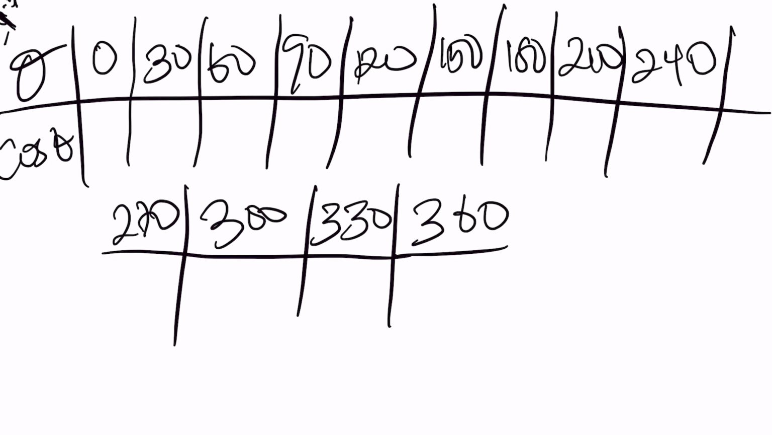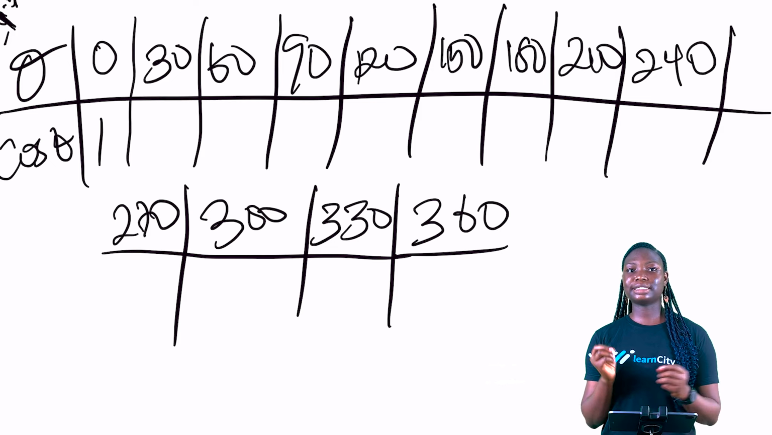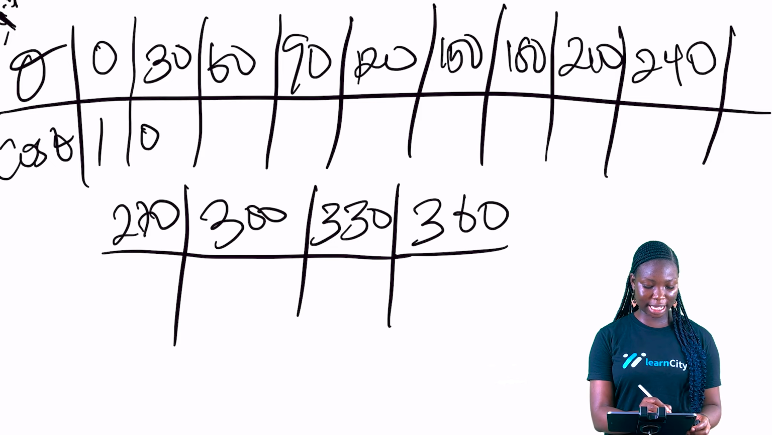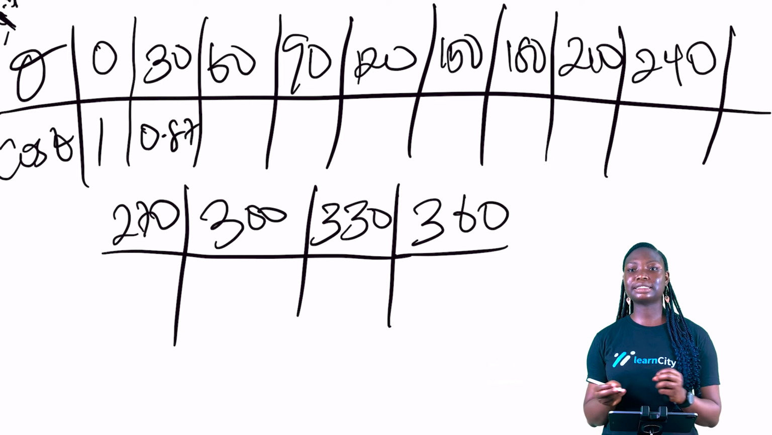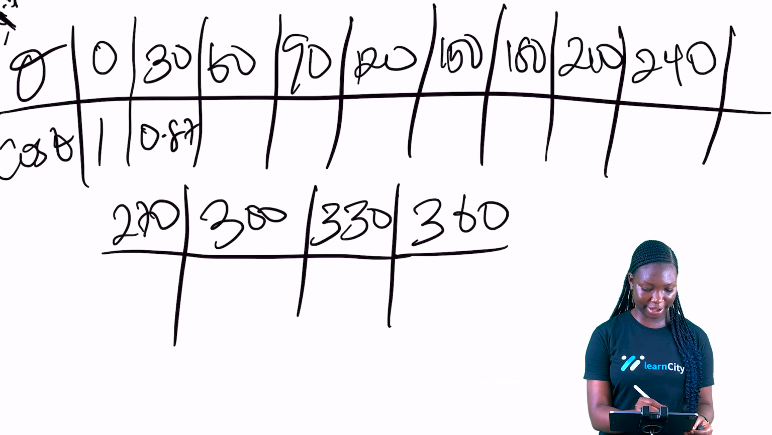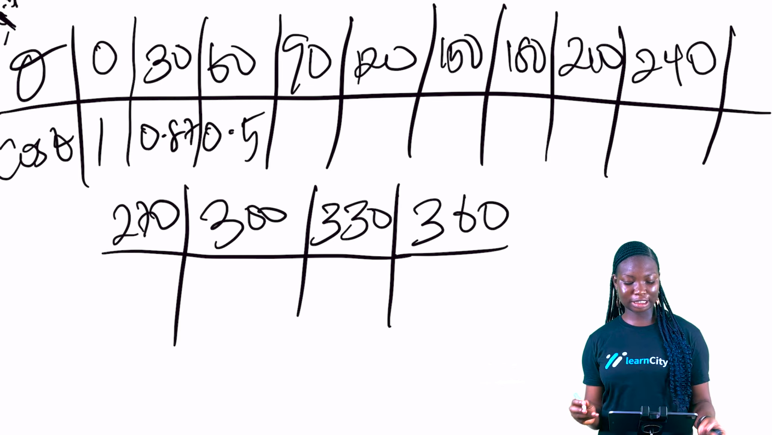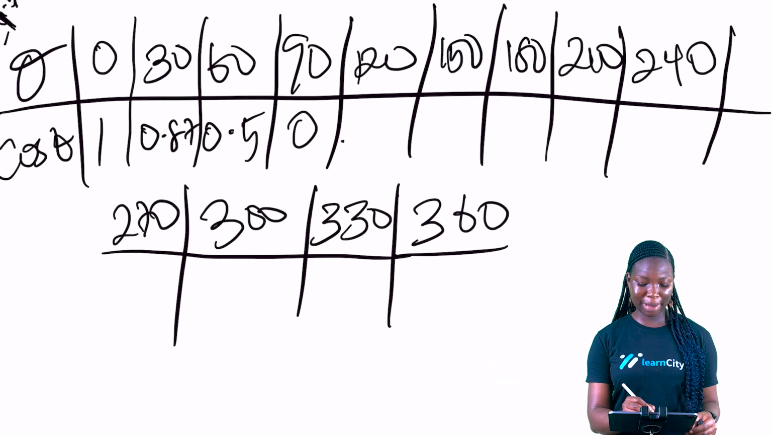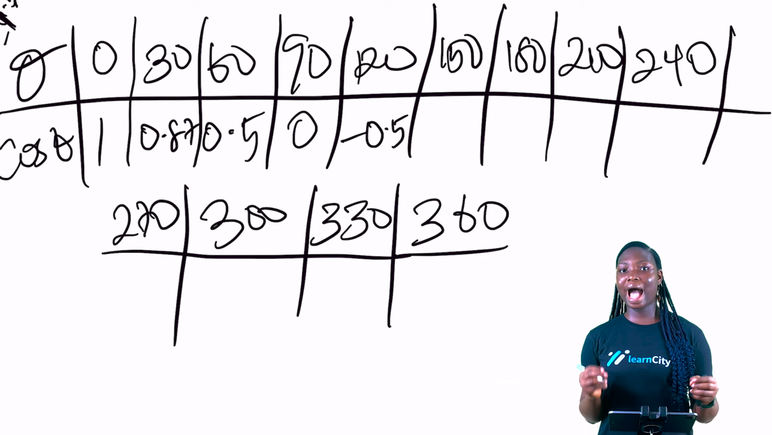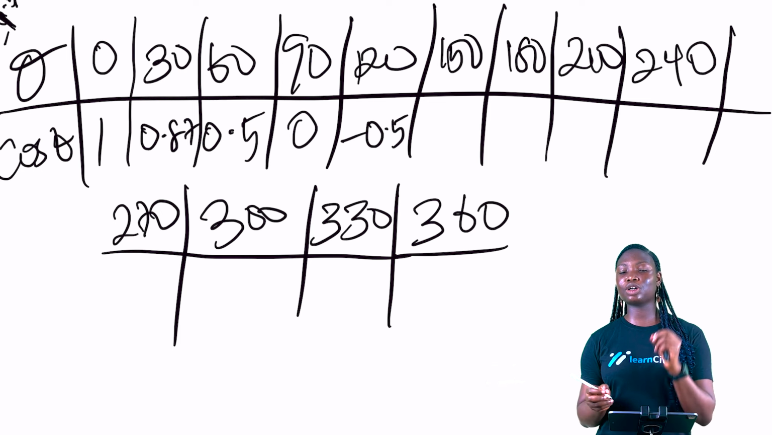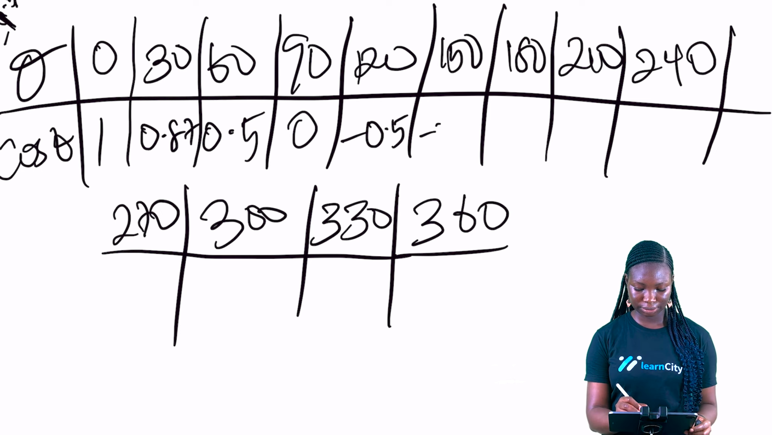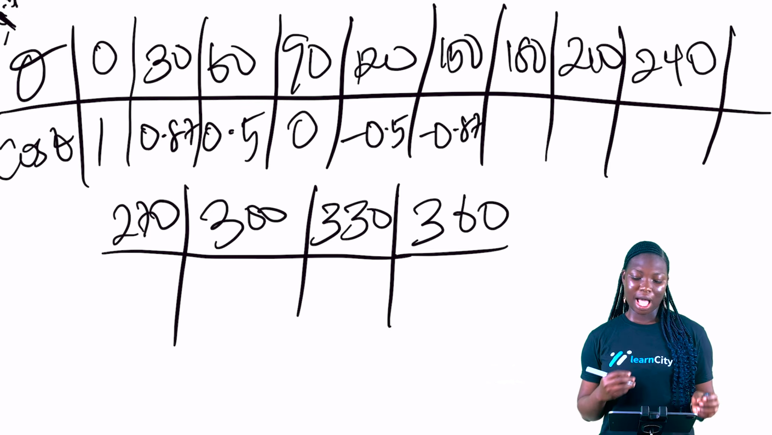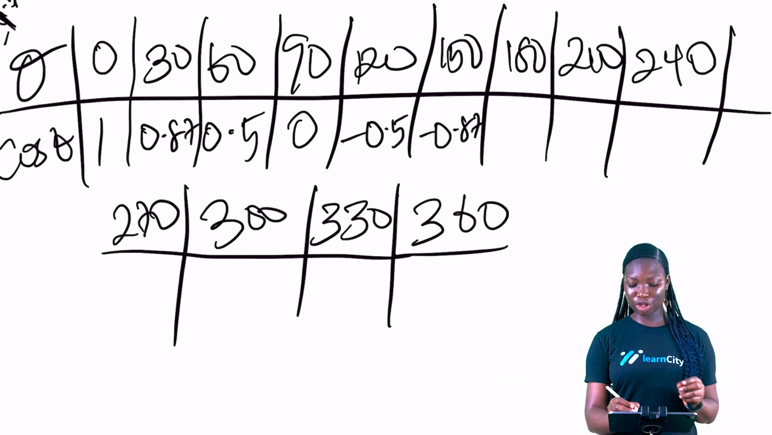So for our cos theta, at 0 degrees, you have it to be 1. At 30 degrees, you have it to be 0.87. At 60, we have it to be 0.5. At 90, we have it to be 0. At 120, we have it to be minus 0.5. At 150, we have it to be minus 0.87. At 180, we have it to be minus 1.